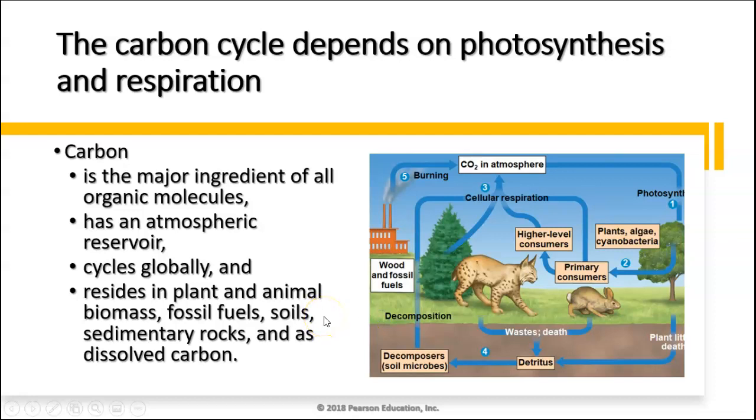Carbon cycle is dependent upon photosynthesis and respiration. It's the major ingredient of all organic molecules. There is an atmospheric reservoir. We have a fair amount of carbon dioxide in our atmosphere. The carbon cycle is basically a global cycle, and carbon is found not only in plant and animal tissues, but also in fossil fuels, in soils and sedimentary rocks, as well as dissolved carbon in the ocean. So looking at the carbon cycle is a really important thing for us to understand.